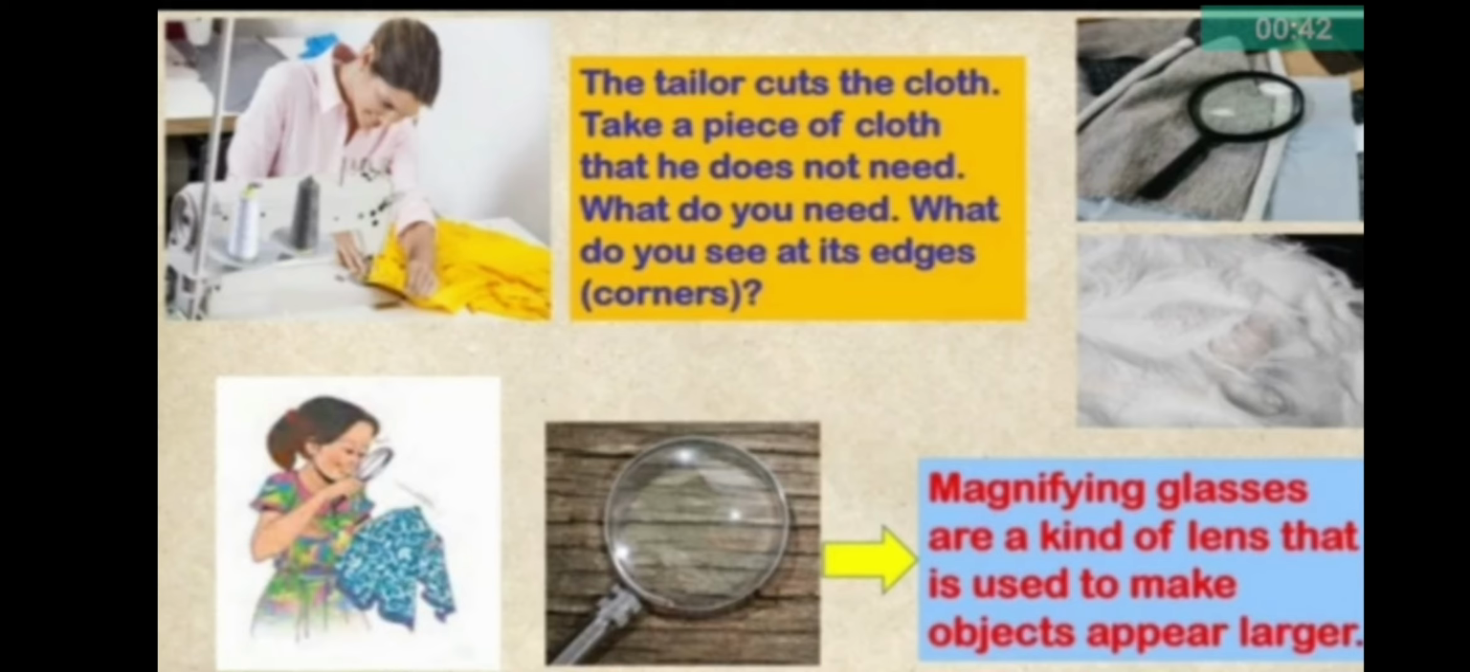The tailor cuts the cloth. Take a piece of cloth that he does not need. What do you see at its edges or corners? You will see long threads. Long threads are woven together to make cloth. Use the magnifying glass for this. Magnifying glasses are a kind of lens that is used to make objects appear larger.